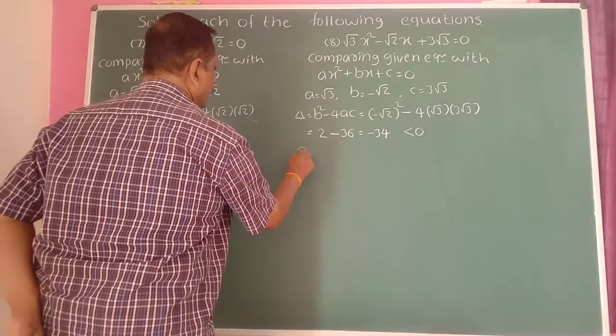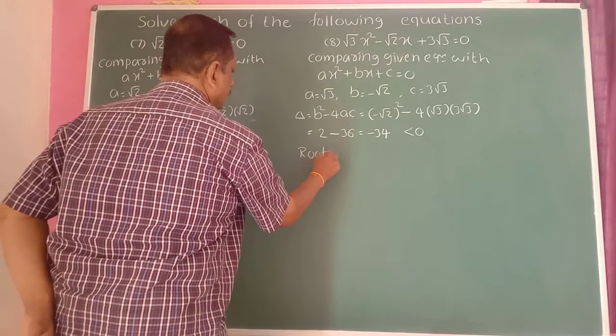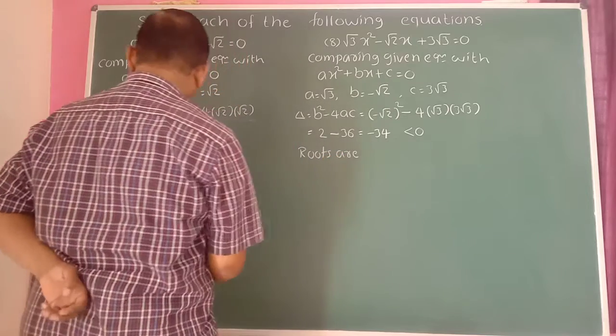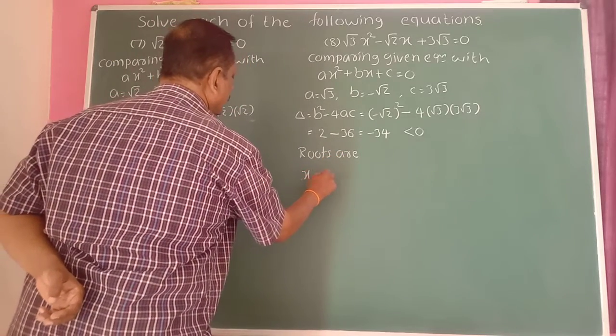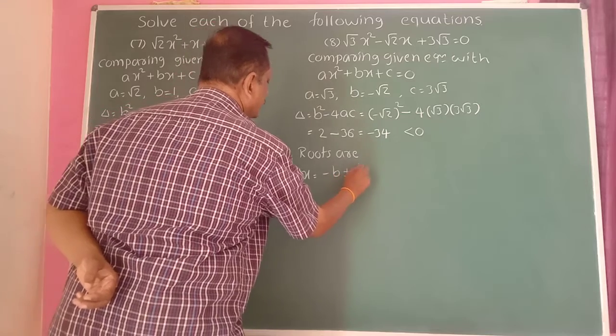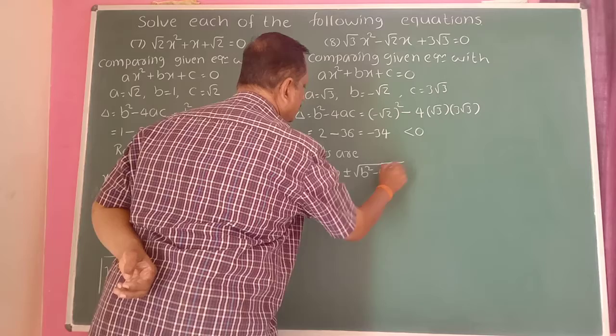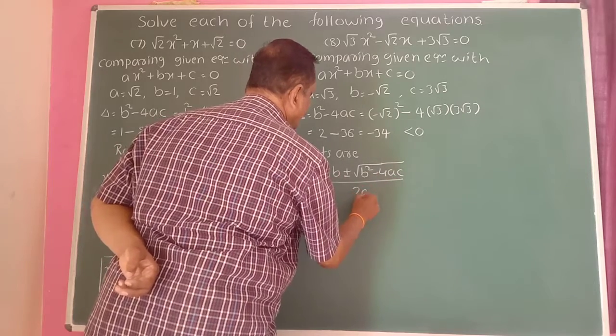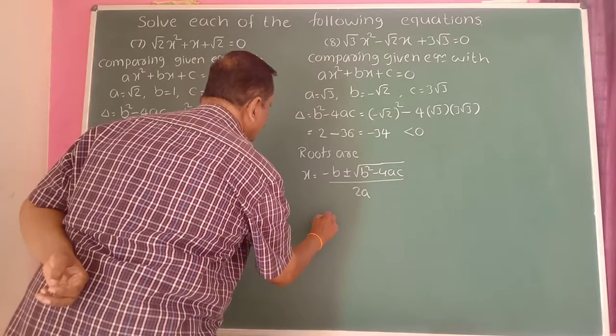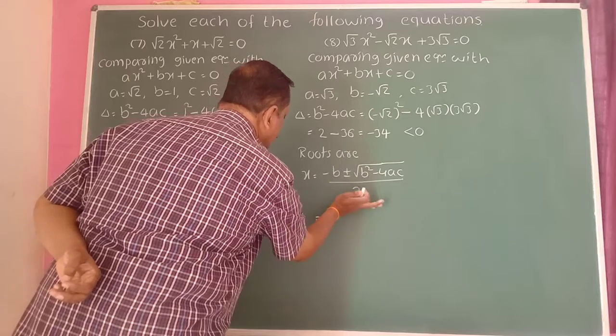Therefore, roots are given by x is equal to minus b plus or minus root of b square minus 4ac divided by 2 into a. Therefore, this is equal to minus of minus root 2.